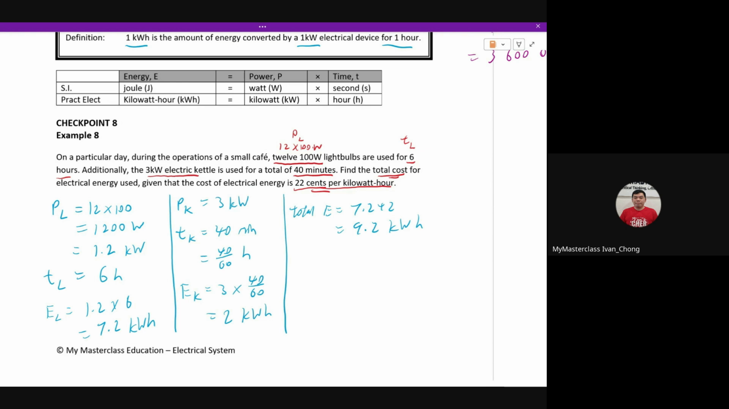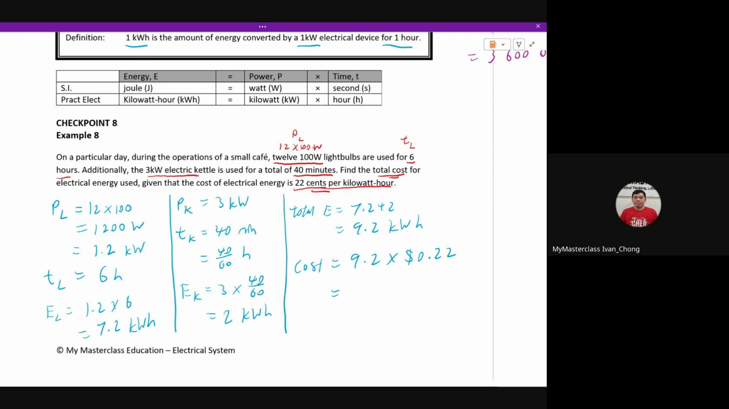So the next step is just to ask yourself, how much did it cost? So I'm just getting 9.2 times 22 cents. Now for 22 cents, we always put it in terms of dollar signs, because if you use cents, we don't know whether to use 2SF, 3SF, 2DP, what's the value to round up. But if you use dollars, we always use 2 decimal places.